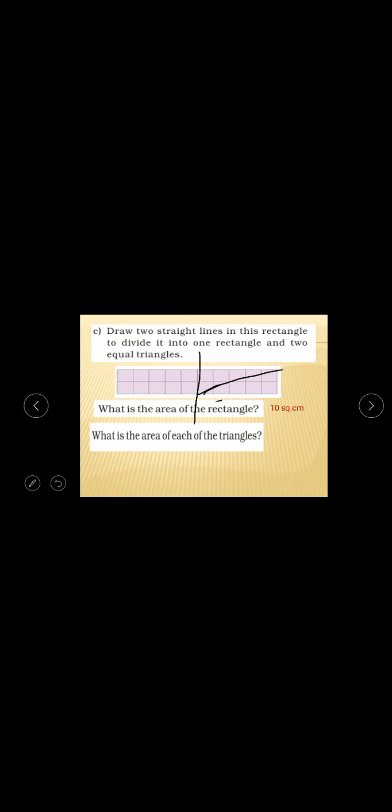Again I have to draw another straight line and divide the rectangle into two equal triangles. So I will use the line in this way, so that this rectangle will be divided into two equal triangles. So now what will be the area of this triangle? So here this rectangle is of 10 square centimeter, and if we divide it into two equal triangles, their area also will be divided into two equal parts. So the area of each of the triangles is 5 square centimeter.